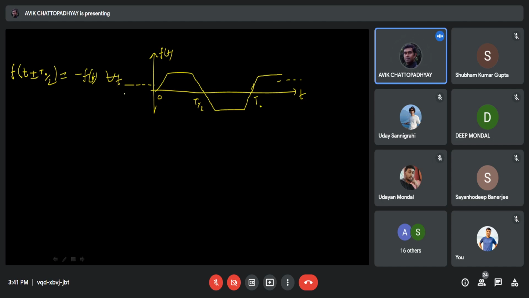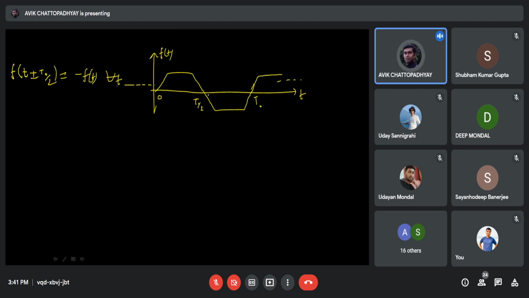odd symmetry, actually all the even order terms will vanish. Only the odd order terms will be there, or the odd order harmonics, better to say, will be present when you decompose the signal. So if you can find within any signal that it has a half-wave symmetry of this kind, then obviously you can say that there is no need to calculate the even order harmonics. All the even order harmonics will be absent. Even the DC term will be absent.